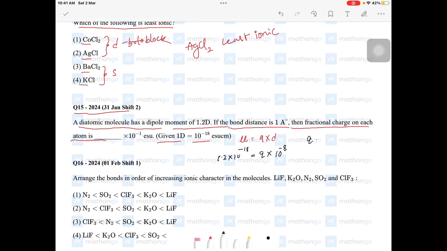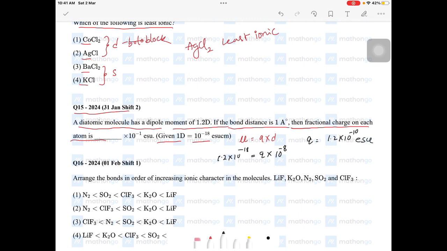Now q is equal to 1.2 into 10 to the power of minus 10. Convert this into esu. This is already in esu.